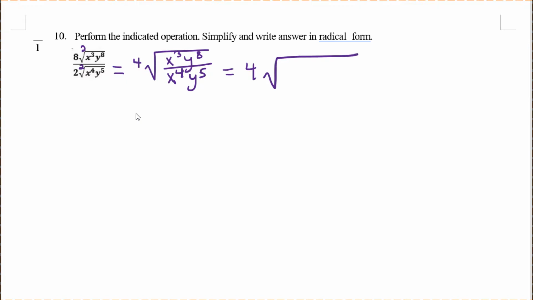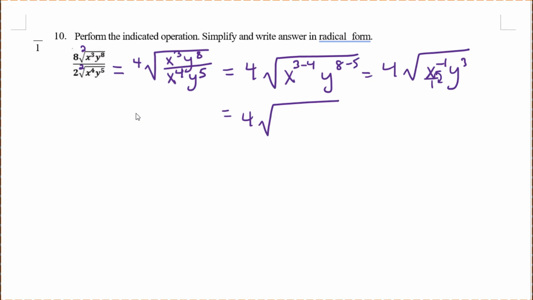So now we can go ahead and start subtracting. So we have x to the 3 minus 4, y to the 8 minus 5. So this gives us x to the negative 1, y to the third. We're good with y to the third. Let's rewrite the x to the negative 1. Remember, negative power means flip and forget. So we're going to flip the x down to the bottom. So we have y to the third on top, but the x flips to the bottom, and then we have an invisible positive 1 power there. The negative exponent now becomes positive.